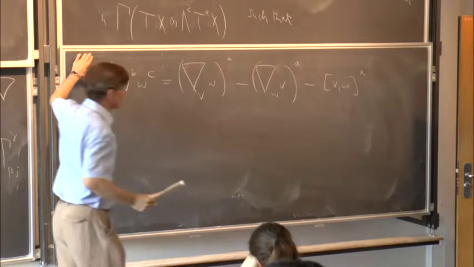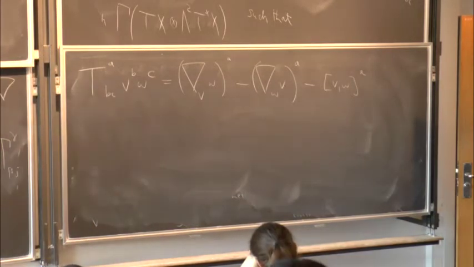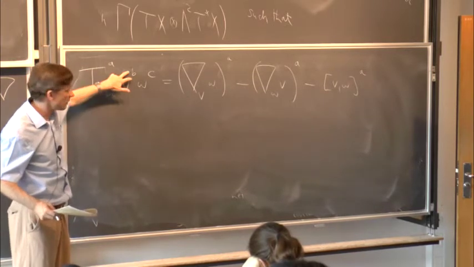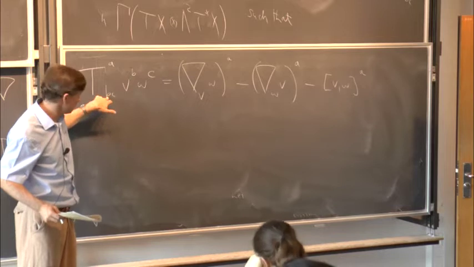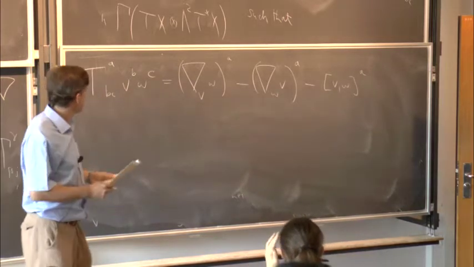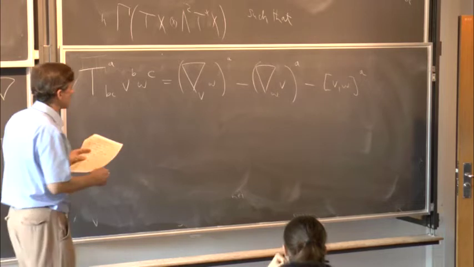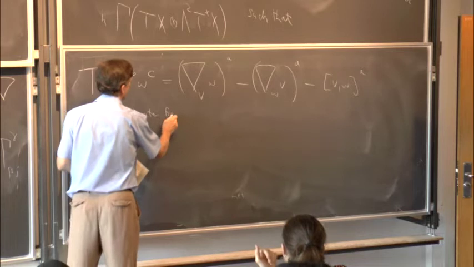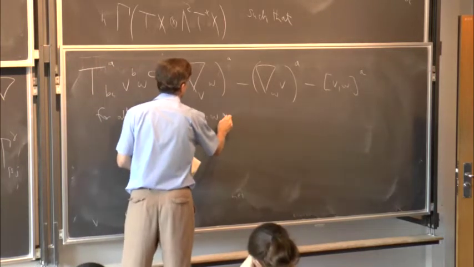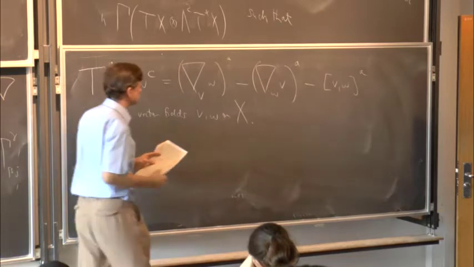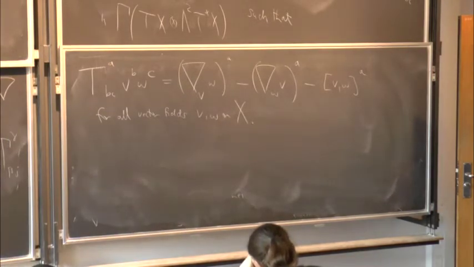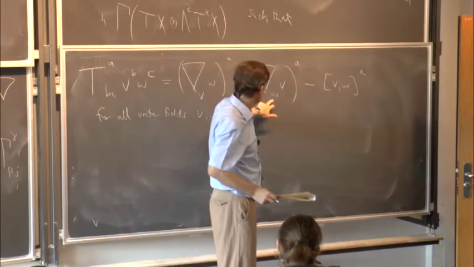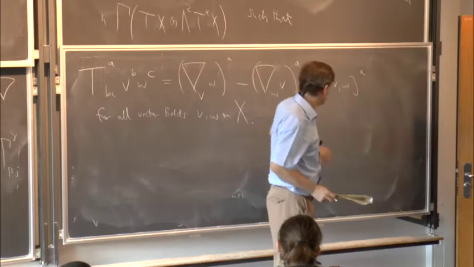So here I'm going to start using the Einstein summation convention for index notation of tensors. This means that if you repeat an index, once lower, once upper, then you sum over that index over all i's, 1 up to n, n being the dimension of X. This has to be true for all vector fields V and W on X. Okay, so this is the derivative of W in direction V. That's the derivative of V in direction W. This is the Lie bracket of the vector fields V and W.